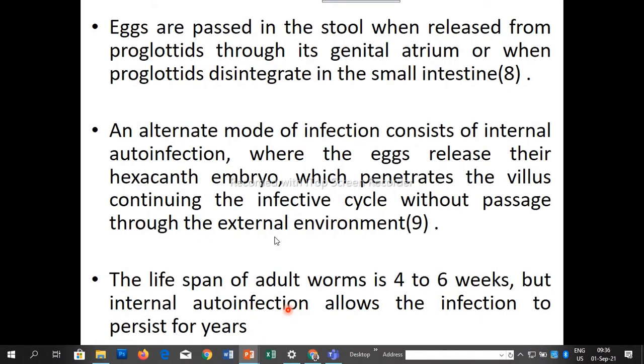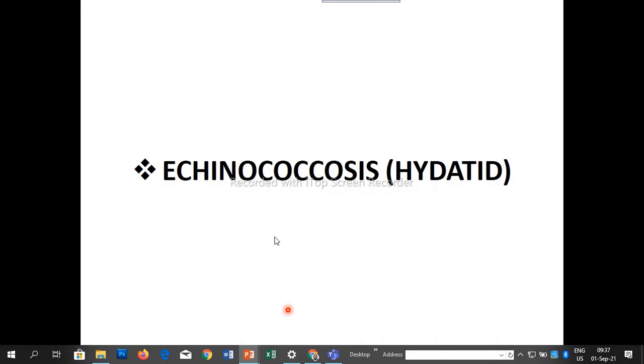Eggs are passed in the stool when released from the proglottid through its genital atrium, or when the proglottid disintegrates in the small intestine. An alternate mode of infection will consist of internal auto-infection, where eggs will be released and hatch in the intestine and release embryos which penetrate the villus, continuing the cycle of this Hymenolepis nana. The lifespan of the adult is around 6 weeks, but internal auto-infection will continue the infection and you may have persistent infections. So let's have a break.